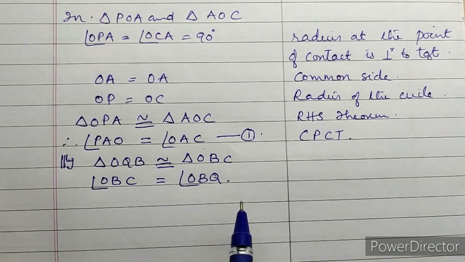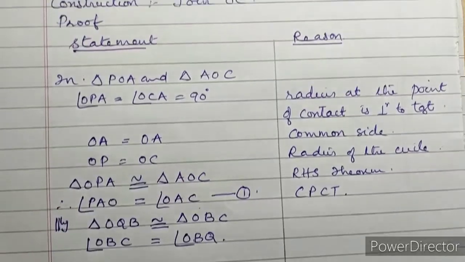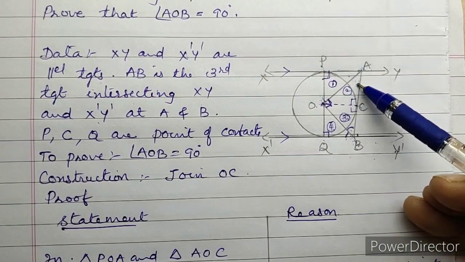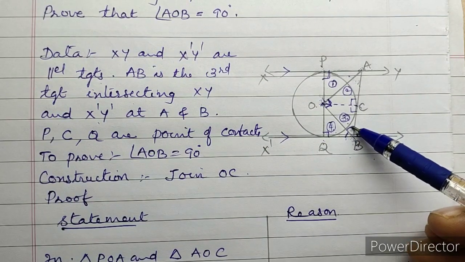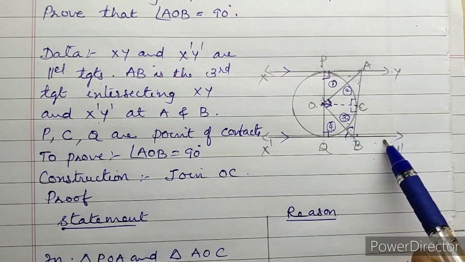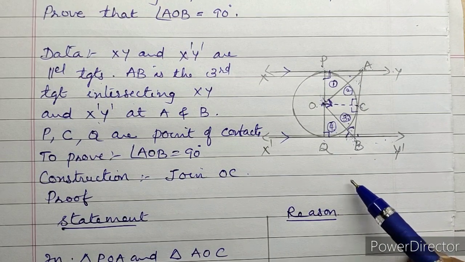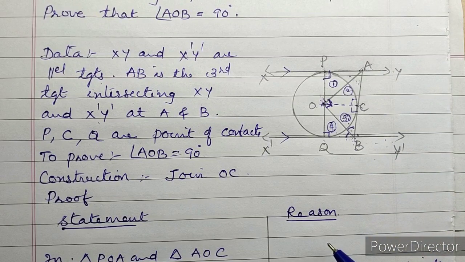Next, so one part of this application sum is over. There are 3 parts for this sum. First part is over. Now second part you have to take. Now in the first part you have proved these two angles are equal and these two angles are equal. Now second part is, you take these parallel tangents and you take the third tangent as the transversal. So XY is parallel to X dash Y dash and AB is the transversal.